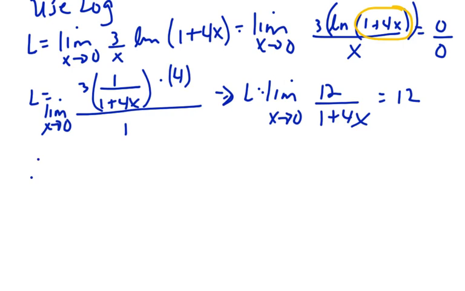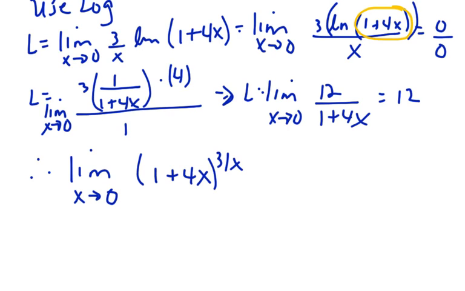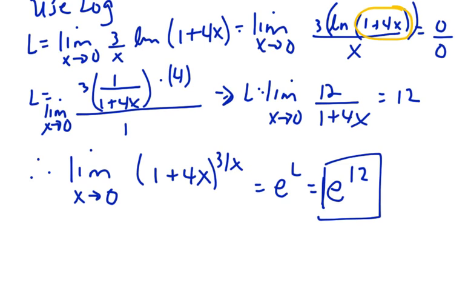Therefore, the limit of the original function, right, you have to recall that the limit of the original function is just e to the L, which is the inverse operation of the logarithm, right? So it's just e to the L, which in this case L is 12. So the answer is e to the 12th.